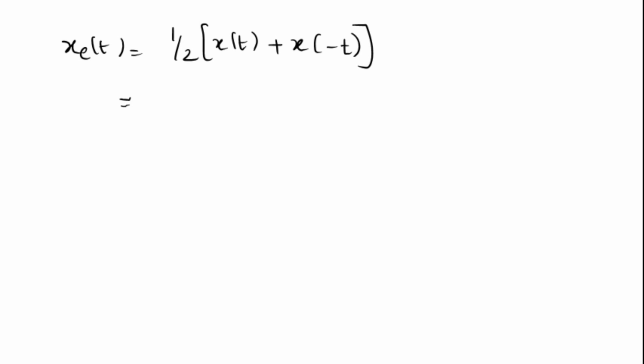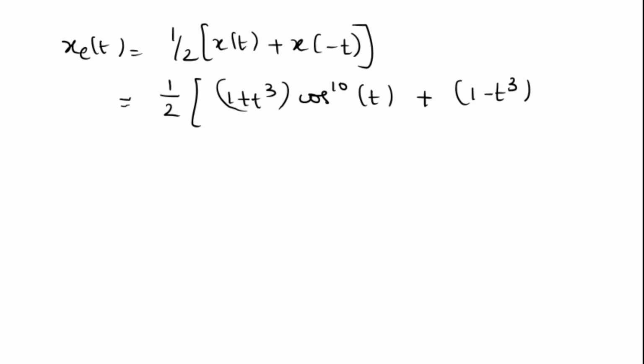Then x e of t is equal to half into x of t plus x of minus t, which is equal to half into x of t is 1 plus t cube into cos to the power 10 t plus x of minus t is 1 minus t cube into cos to the power 10 into t, which is equal to cos to the power 10 into t.